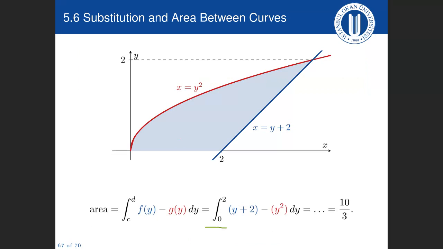So there we are, integral from 0 to 2. And then it's going to be function on the right minus function on the left. Well, on the right, we had y equals x minus 2. That's the same as x equals y plus 2. And the red function was y equals the square root of x, but that's the same as x equals y squared. So it's going to be y plus 2 minus y squared. If you finish this calculation for me, please check that the answer is 10 over 3, which is the same thing we found earlier. So it's probably correct.